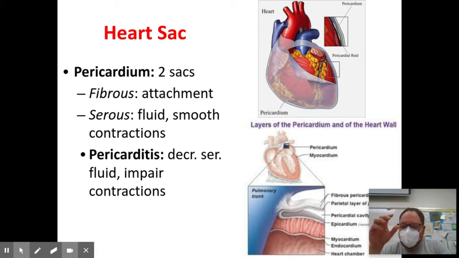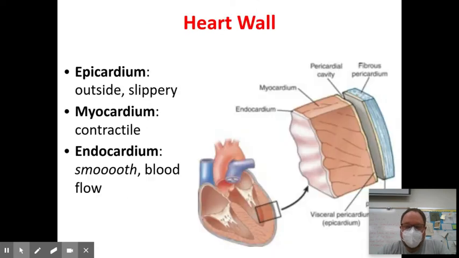So when you do your dissection, the heart might not be super visible because of the fibrous pericardium around the outside of it. Once you cut out that sac, you'll be able to get at the heart itself. Of course, just like with anything else, you can have issues. There can be pericarditis, itis meaning inflammation, in this case inflammation of the pericardium. If you have decreased secretions of that serous fluid, then that can alter the heart's ability to contract and cause pain in the chest. Now, the heart itself has three layers that you'll need to know.